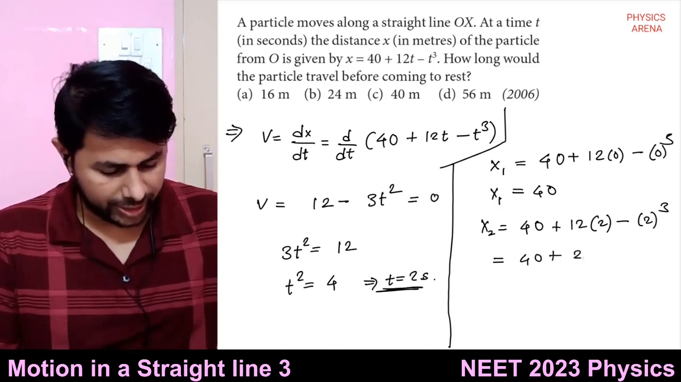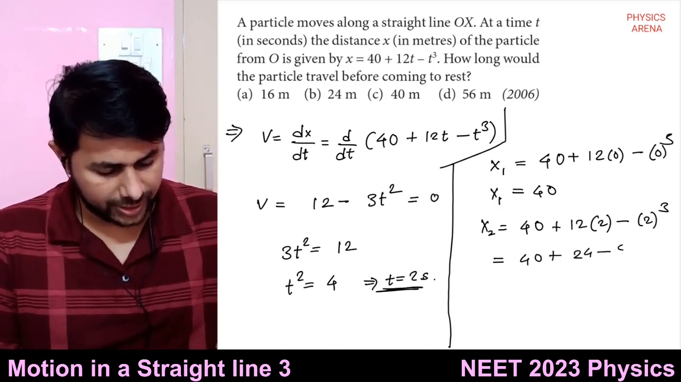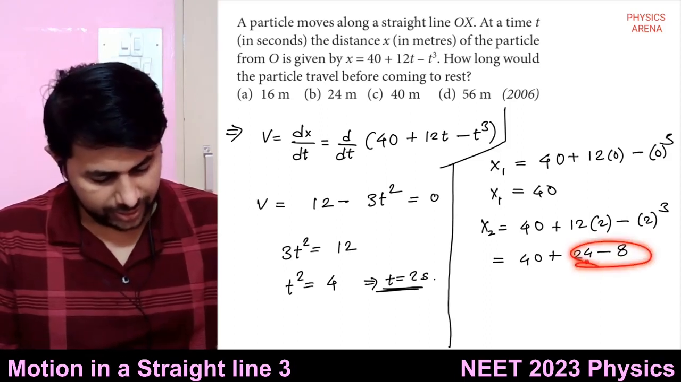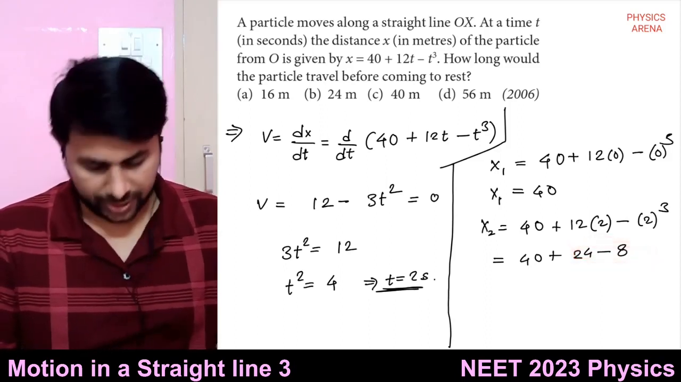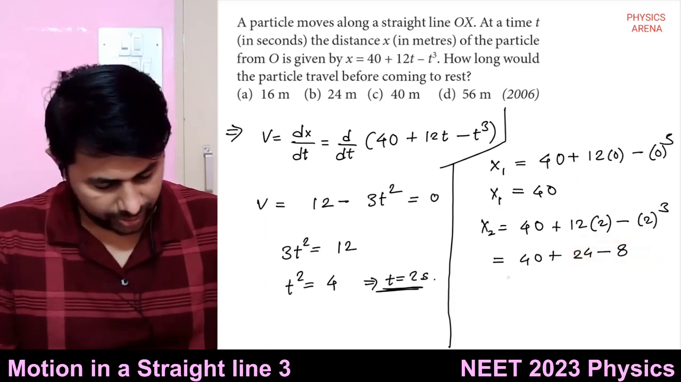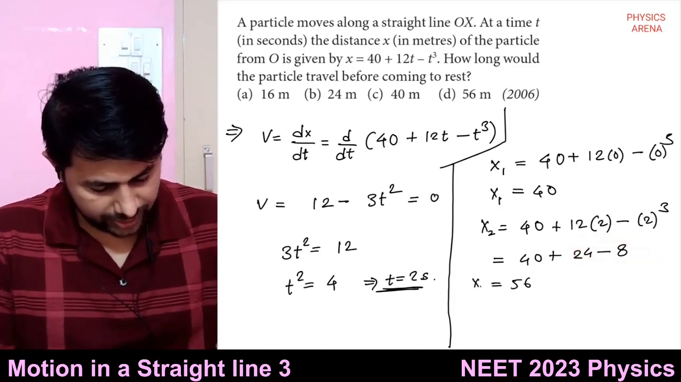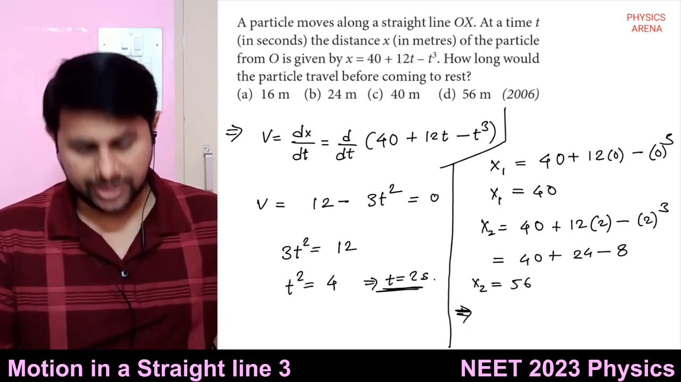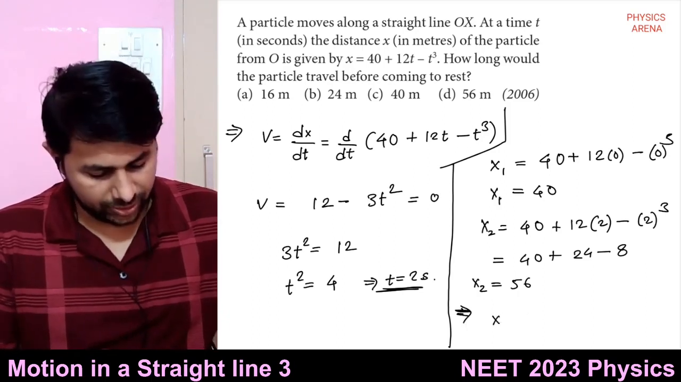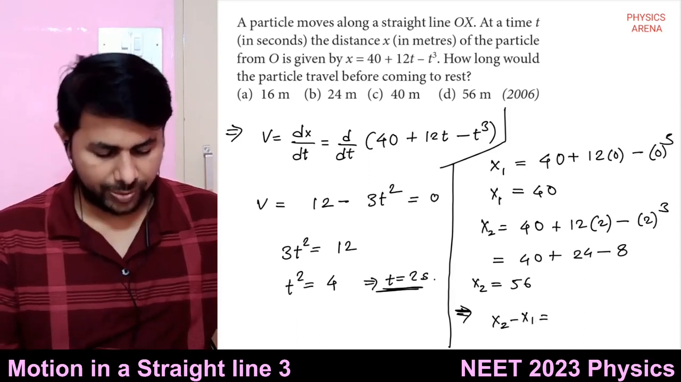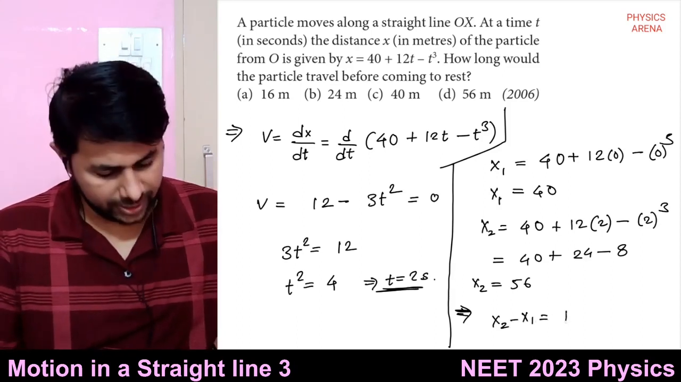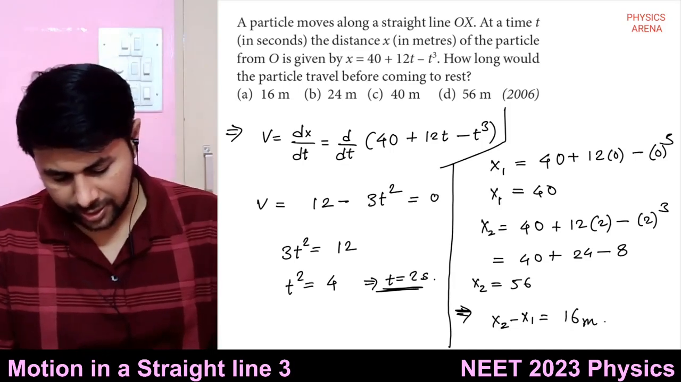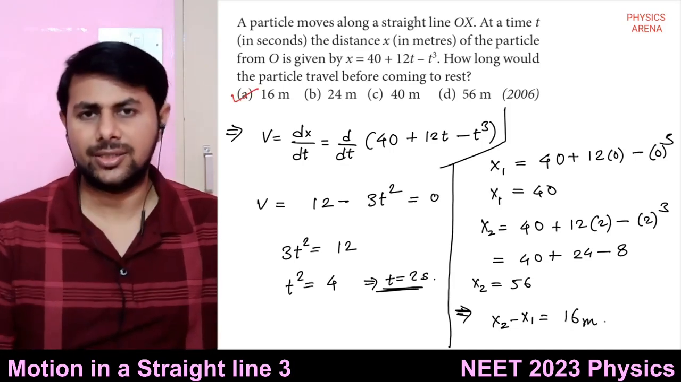So this is equal to 40 plus 12 twos are 24 minus 2 cube is 8. Okay, so 24 minus 8 is 16. So 40 plus 16 is 56. Right? So 56, this is x2. So what is displacement? How much is the distance covered? It is x2 minus x1. So 56 minus 40, that is 16. So 16 meters is the answer. Option A is the answer.